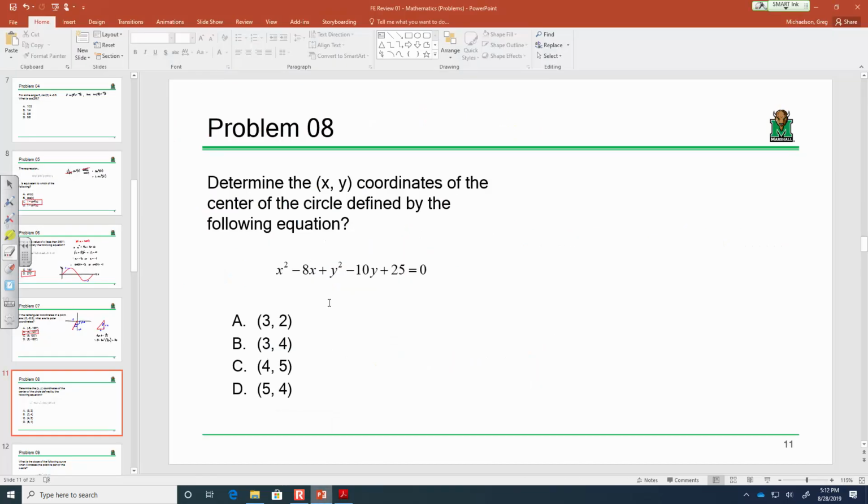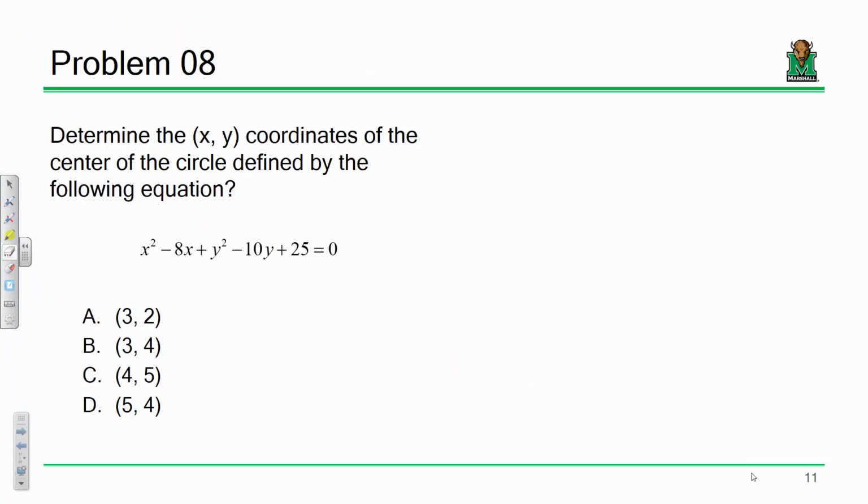Now, here is our problem. Here's the equation. We need to get the equation in this format, okay? So the equation of a circle is (x minus h) squared plus (y minus k) squared equals r squared. We need to get all the numbers on one side and all the variables on the other. So the first thing I'm going to do is take this 25 and move it over to the right. So x squared minus 8x plus y squared minus 10y equals minus 25.